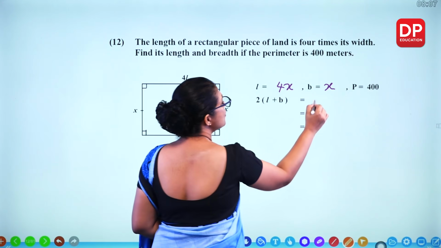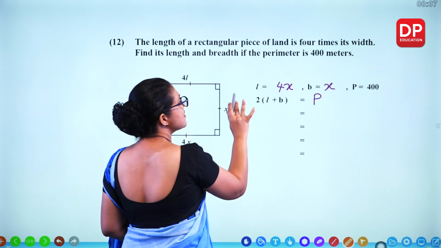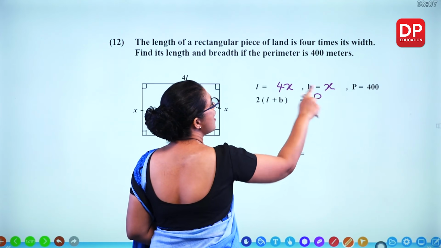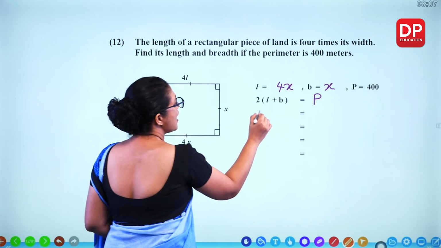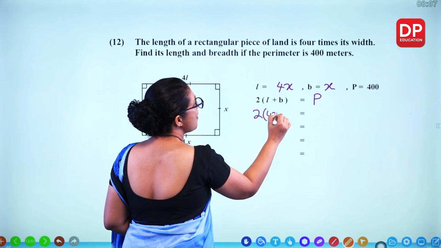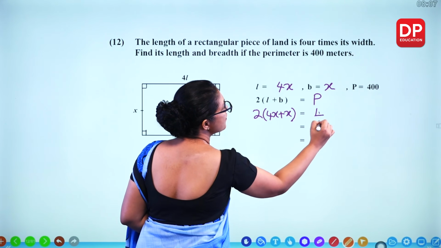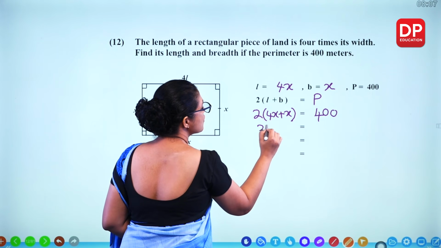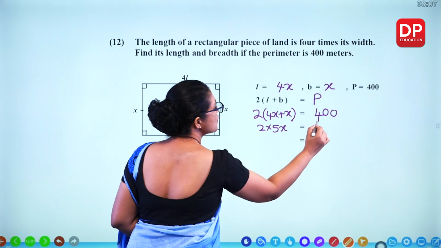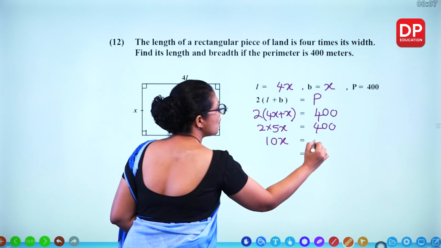So now you can use the formula. Perimeter is equal to 2 times (L plus B). Here, this side we can write x because this is the unknown side, we need to find. 2 times (4x plus x) is 400. 4x and x, you get 5x. 2 times 5x equals 400. 2 times 5 is 10x is 400.